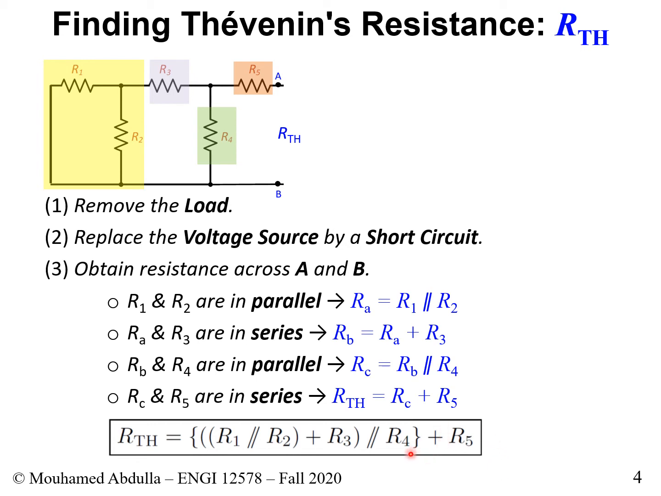Be careful here with the brackets. The brackets are very critical. They give us a sense of how to do the computation of this expression. This is the overall expression. Essentially we have R5, plus RC, and we said RC is RB in parallel with R4. So this is your RB in parallel with R4. RB is RA plus R3. This is our R3. And our RA is R1 with R2. So this is the final expression that we get.